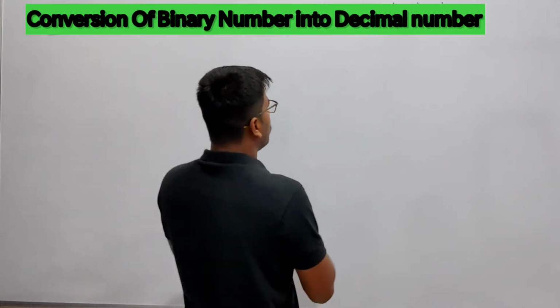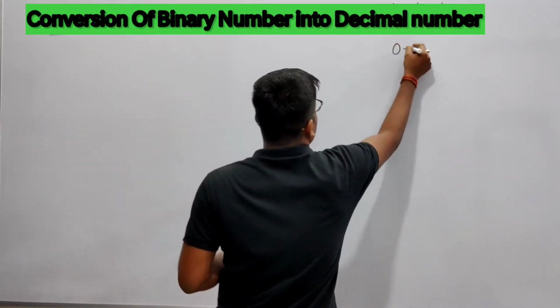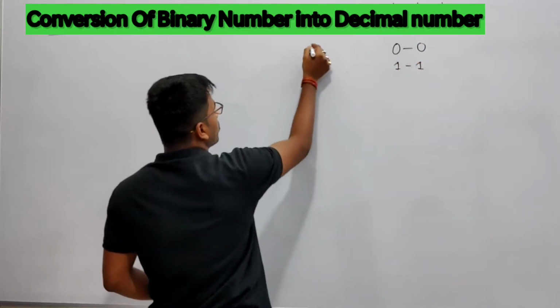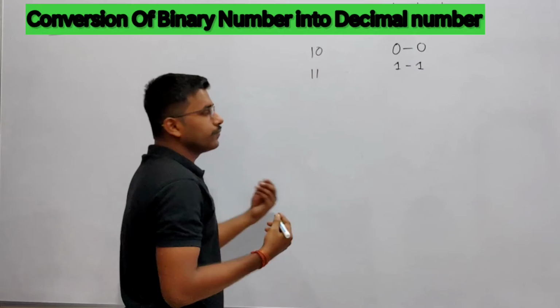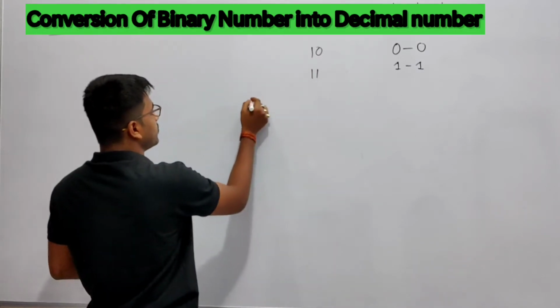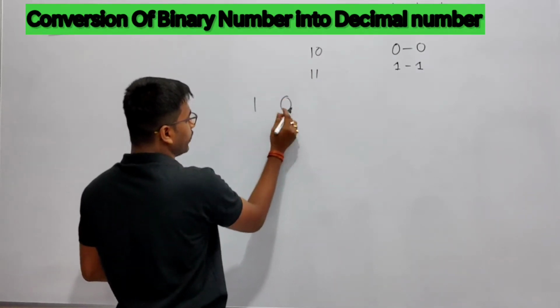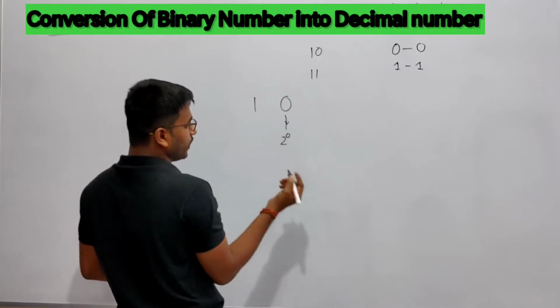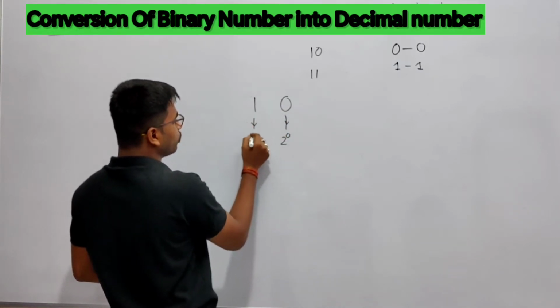If you have a single 0, you know it is 0 only, and a single 1 is 1 only. Now if I give you 1 0 or 1 1, you need to convert. How did we used to do it? Since this is the last digit, the least significant bit, its weight is 2 to the power 0, and the next is 2 to the power 1.